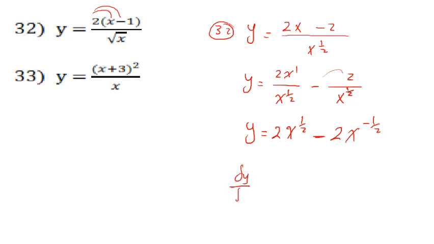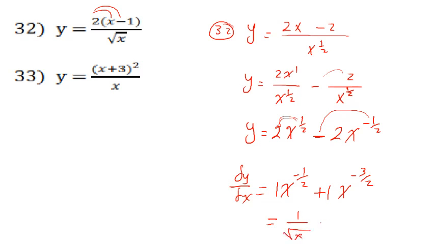So dy by dx is equal, half by 2 is 1. I put down the exponent. Taking from the exponent 1, so half minus 1 is negative half. I put down the exponent, so negative half multiplied by negative 2 is positive 1. Subtract from the exponent 1, so it's negative 3 over 2. And this one could be written as 1 over root x plus 1 over root of x to the power of 3.